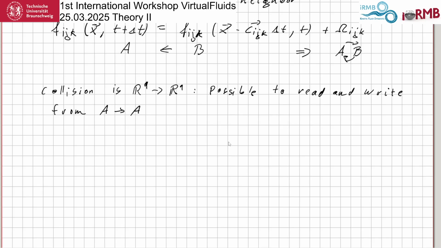VirtualFluids is twofold. So VirtualFluids, you know that there's the GPU version and there's the CPU version. And for efficiency reasons, they use different data structures, because the data structure that is efficient on the GPU code is not the same that is efficient on the CPU code. And therefore, they work in different ways. So we'll talk about the GPU version first, and then we'll talk briefly about how it's done in the CPU version.